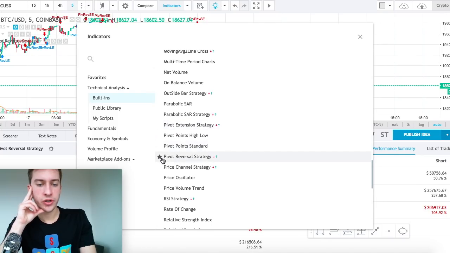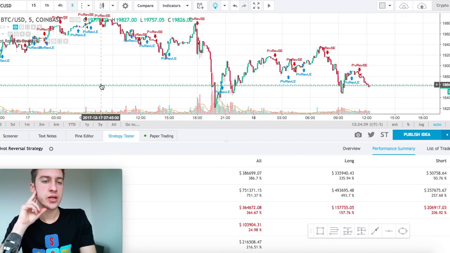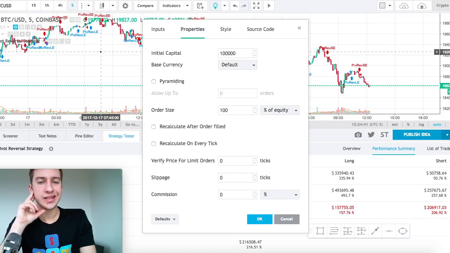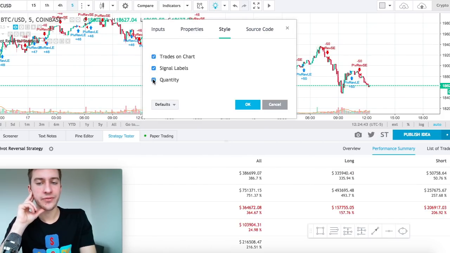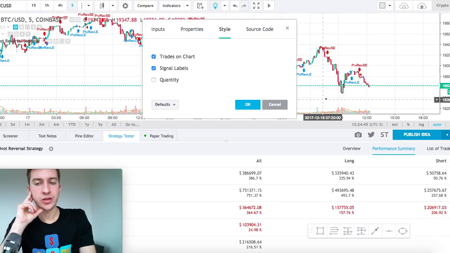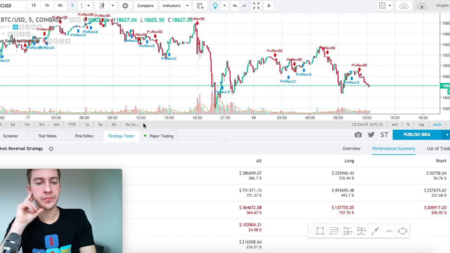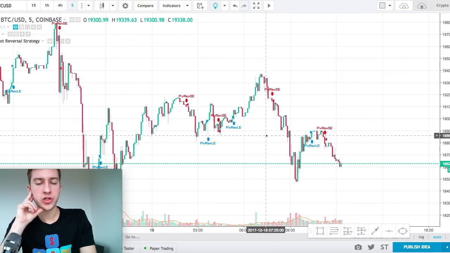Where is it? Yeah, there it is. I started pivot reversal strategy, as you can see, and then I went to settings, and I like to change the style to not have quantity, as you can see here. I think it makes it a little bit cleaner. So that is what I did on my chart.